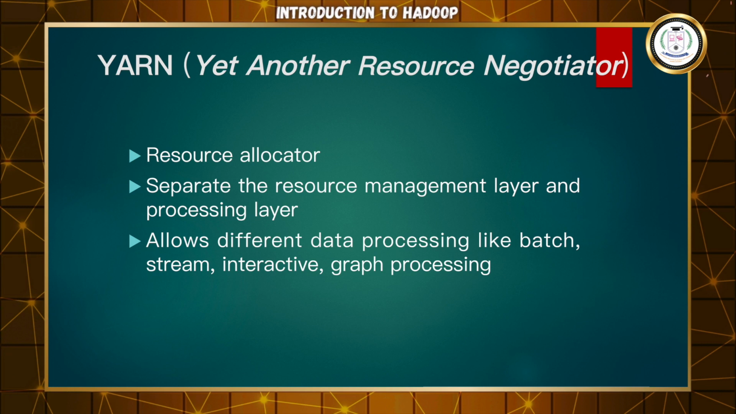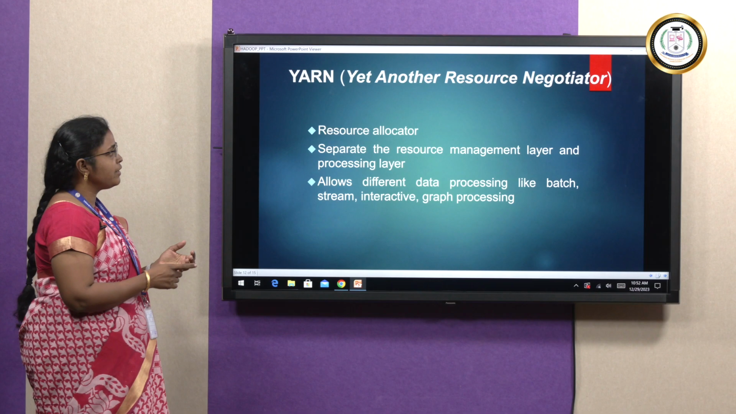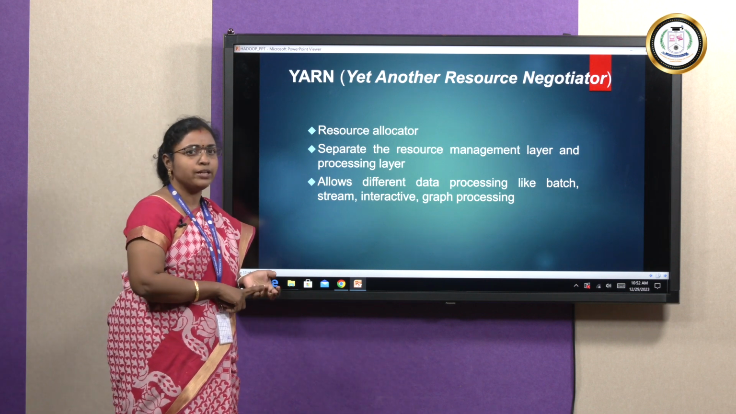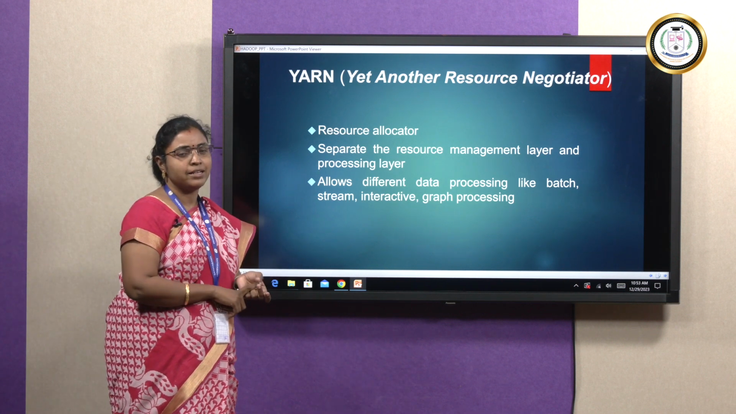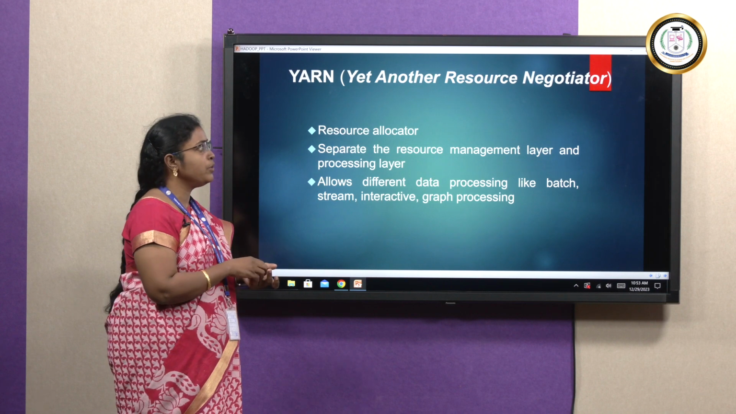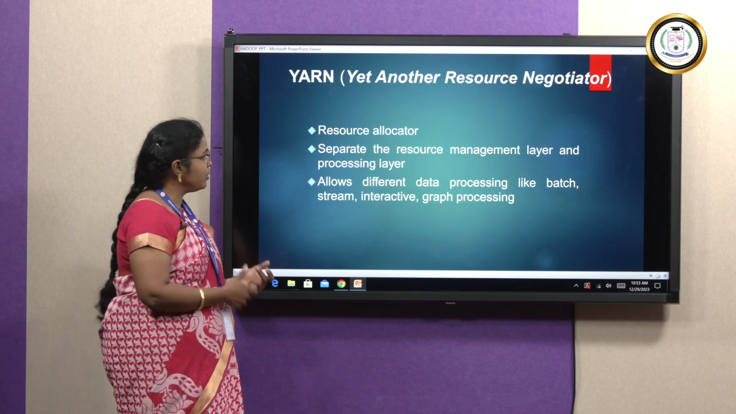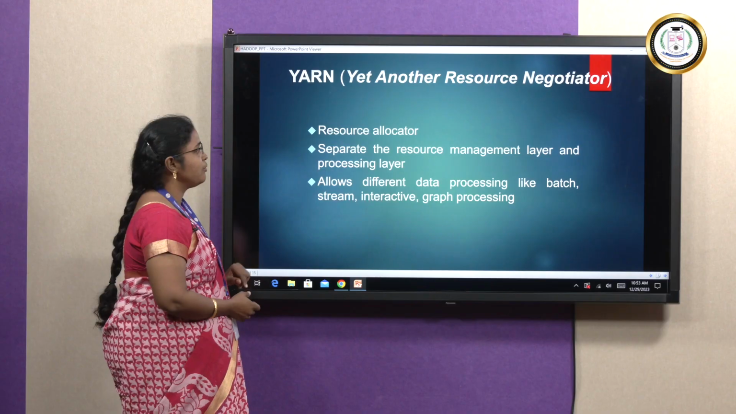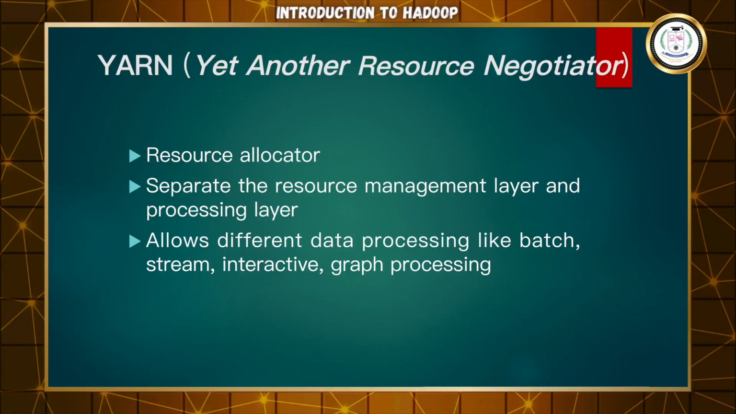The next component is YARN. YARN is Yet Another Resource Negotiator. So already we saw how to store the data in Hadoop, how to process the data in Hadoop. So how are you going to allot the resources? We are going to allot the resources with the help of YARN only. YARN acts as a resource allocator for the entire Hadoop system.